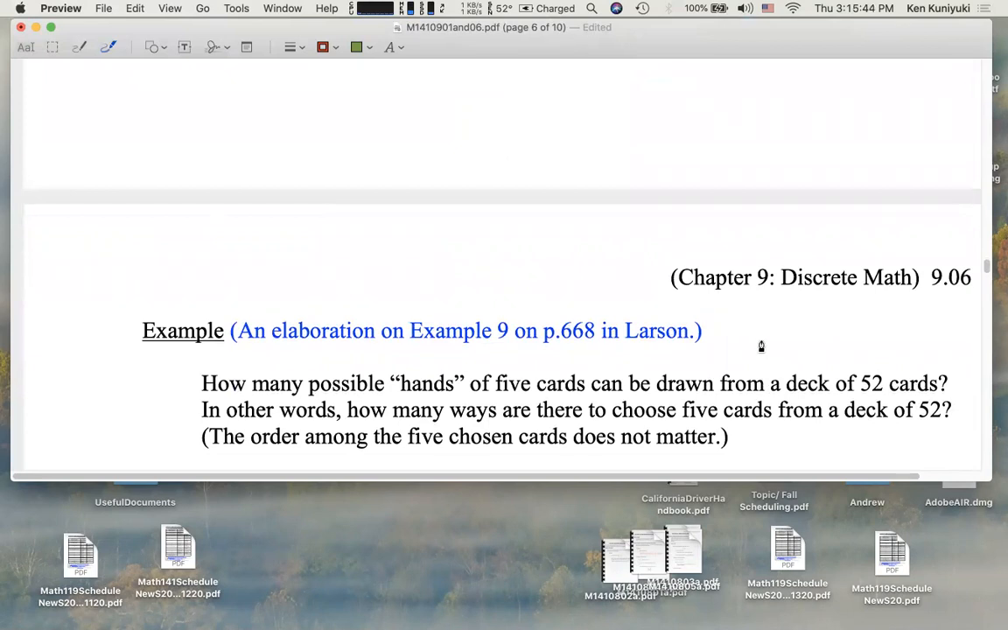Now, let's talk about another example involving a deck of cards, but this time we have a different idea going here.